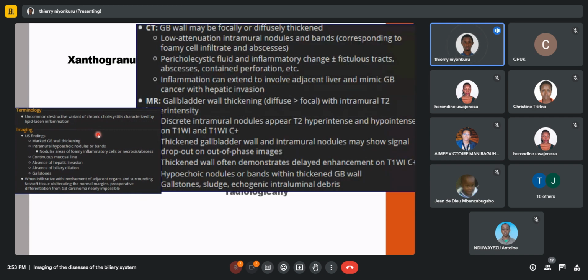So on CT, we see that there is this gallbladder wall focal or diffuse thickening. We have pericholecystic fluid and inflammatory changes around the gallbladder wall, which may lead to abscess formation if untreated. The inflammation may extend into the adjacent liver and mimic gallbladder cancer with hepatic invasion. And on MRI also we see this gallbladder thickening.